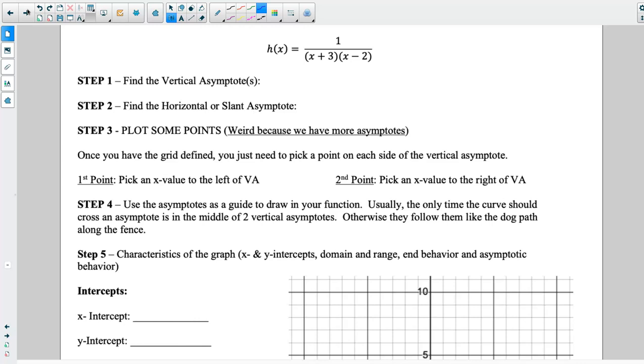All right, vertical, horizontal asymptote. Get going on them. See if you can find 2 vertical and 1 horizontal.